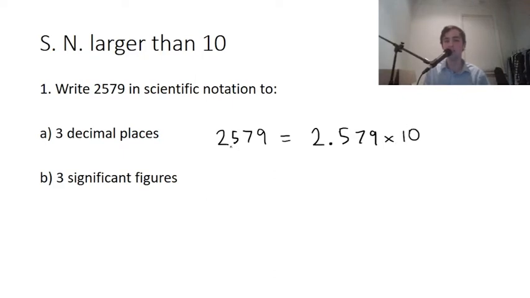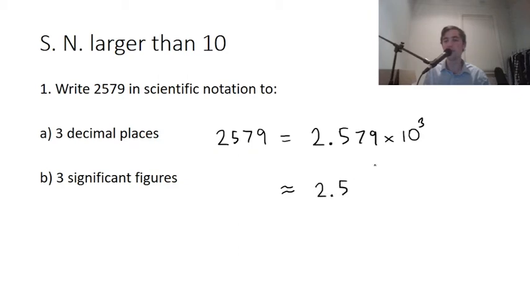Now the question is, how do I get from this number to the original? I have to multiply by 10 1, 2, 3 times. That's 10 to the power of 3. Now this next part, 3 significant figures, if I want to change this a little bit, the only difference will be it's going to be approximately equal because I'll lose a bit of information. I'll only have 1, 2, 3 significant figures.